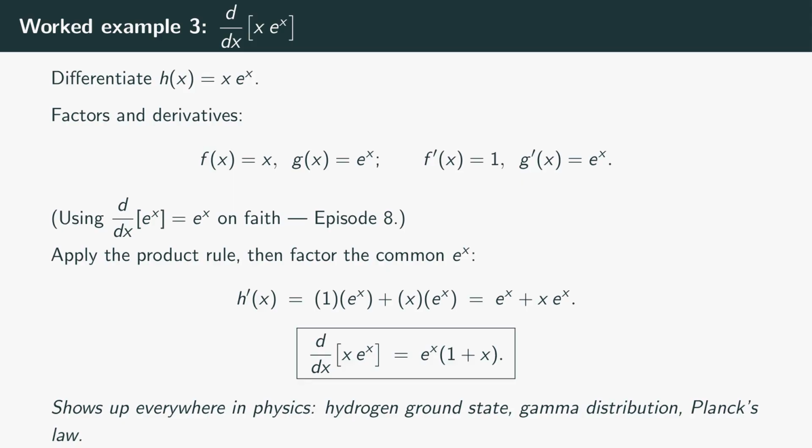Third worked example, and this one shows up so often in physics, statistics, and engineering that it's worth committing to memory. Differentiate x times e to the x. Two factors. F equals x with derivative 1. G equals e to the x with derivative e to the x. The exponential is the unique non-zero function that equals its own derivative, and that's actually the definition of the number e we'll work through in episode 8. For today, take it on faith.